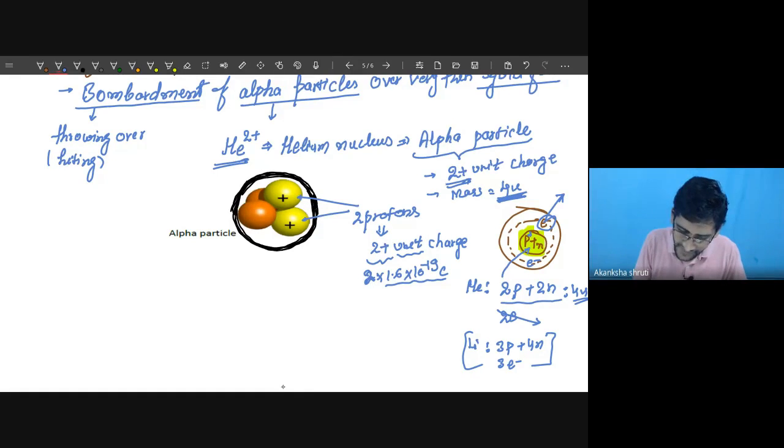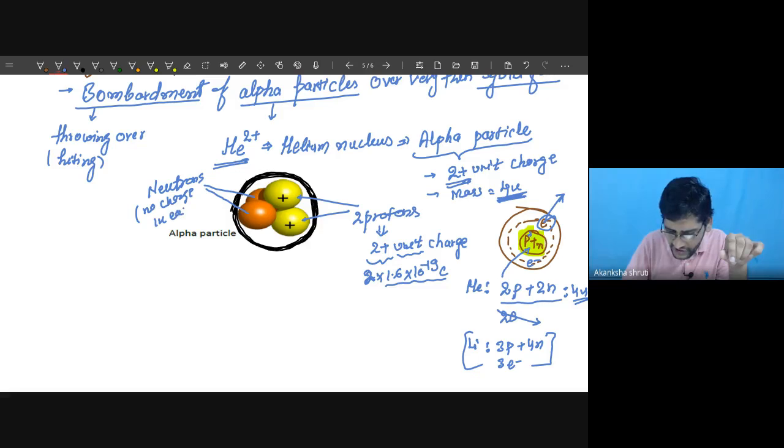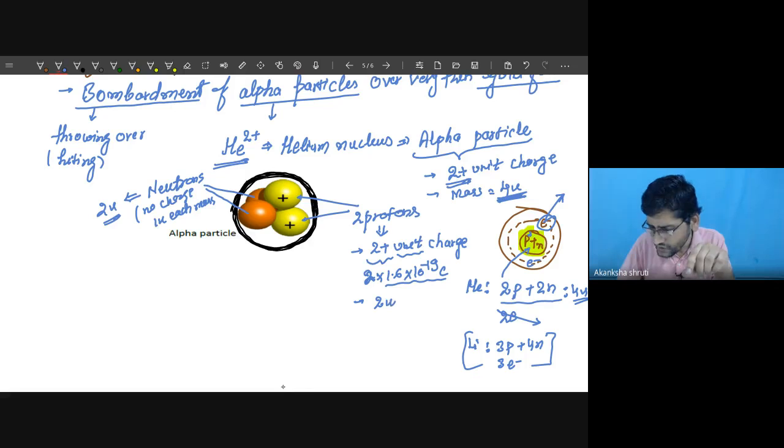And the red subatomic particles you are observing are neutrons. We will learn about neutrons later. The neutron was discovered in 1932 by James Chadwick. It does not carry any charge. It only has a mass of 1 U. Since there are 2 of them, each has 1 U mass, so the neutrons have 2 U mass, and the protons also have 2 U because each proton carries 1 U.